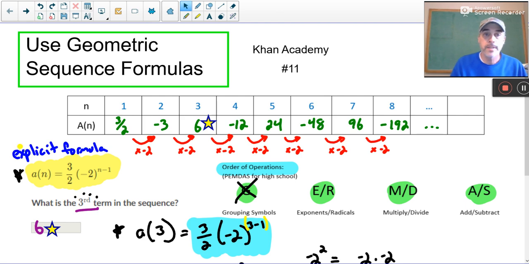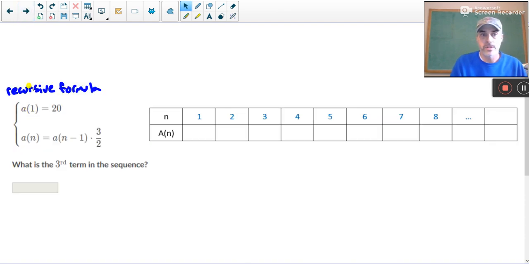Okay, so explicit formulas is one type of problem that you're going to have on this Khan Academy. I'm calling it number 11, use geometric sequence formulas. The other type is the recursive formula. So we've seen the recursive formula in arithmetic sequences within the series, but we haven't seen it in geometric sequences.